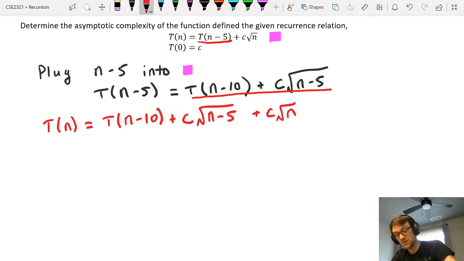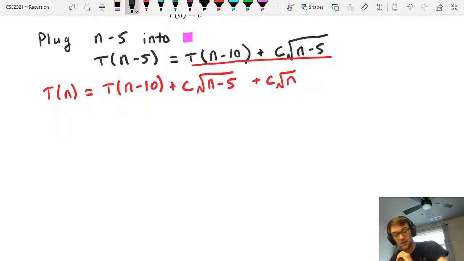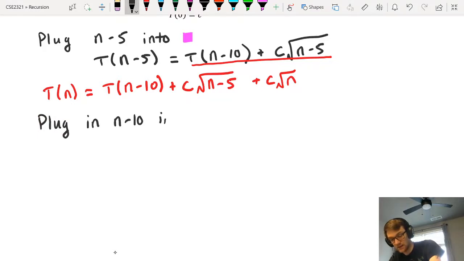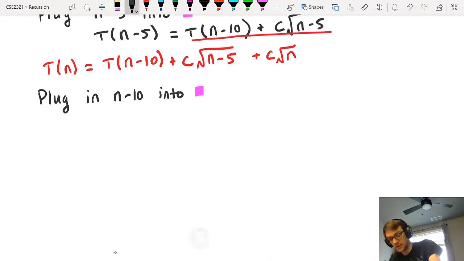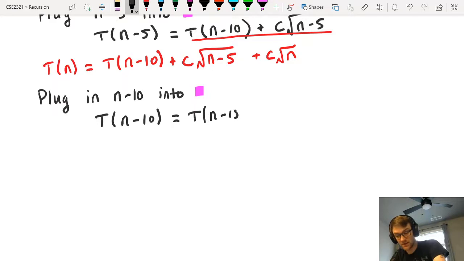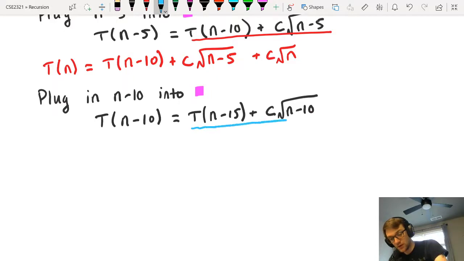We need to make another substitution with whatever is now appearing inside of our t. So now we should plug in n minus 10 into our purple equation. So we get t of n minus 10 is equal to t of n minus 10 minus 5, which is n minus 15, plus c times radical n minus 10. We're going to substitute the blue underlined bit for t of n minus 10.